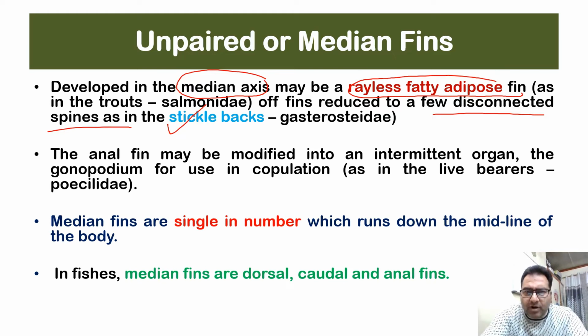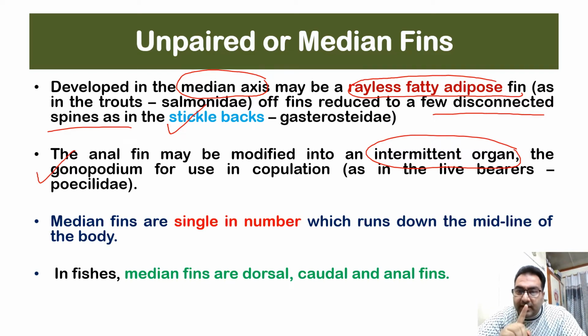The anal fin may be modified into an intromittent organ, the gonopodium, for the use of copulation in the case of live bearers. There are some fishes we call live bearers, such as guppies, which belong to family Poeciliidae. In them, the anal fin becomes elongated and acts as a gonopodium, and it helps in copulation as well.